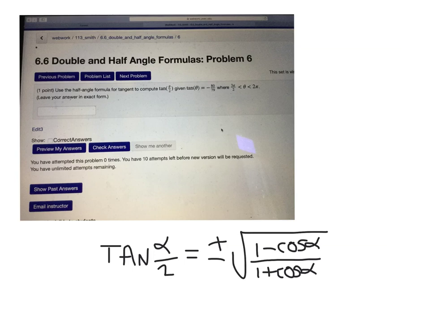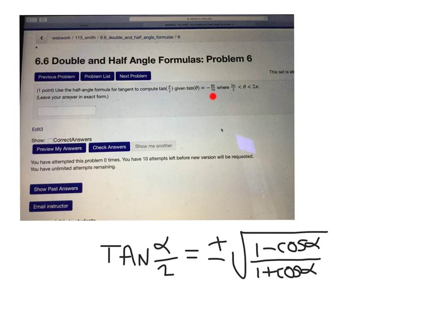So there it is, tan alpha over 2 equals plus or minus the square root of 1 minus cosine alpha all over 1 plus cosine alpha. For this problem, of course, theta in the WeBWorK problem is going to be alpha in the textbook formula, right? So alpha equals theta.